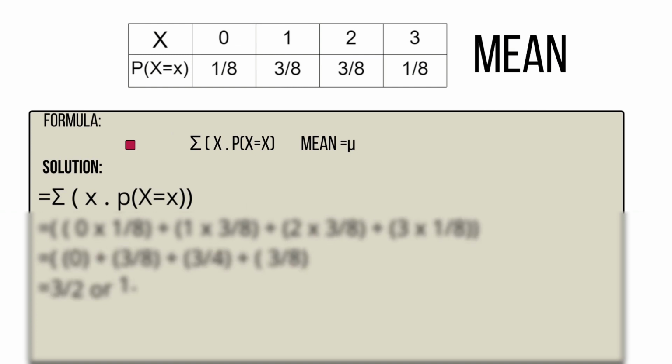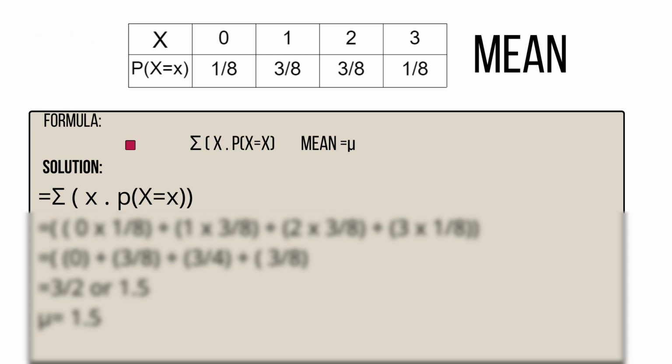Now, let us find the mean of the given table. As you can see here in the table, there is an x as a frequency and there is P of x equals x as its probability. You can see there that 0 corresponds to the probability of 1 over 8. 1 corresponds to the probability of 3 over 8. 2 corresponds to 3 over 8. And last, 3 corresponds to 1 over 8.